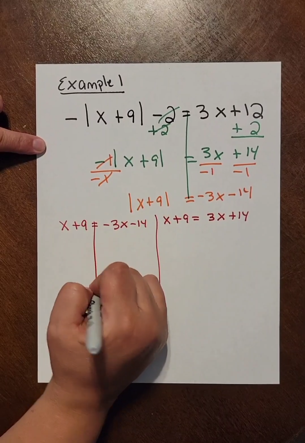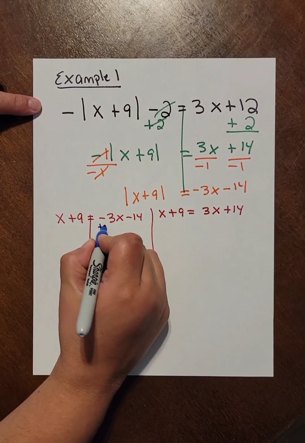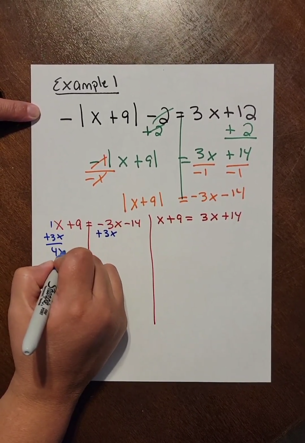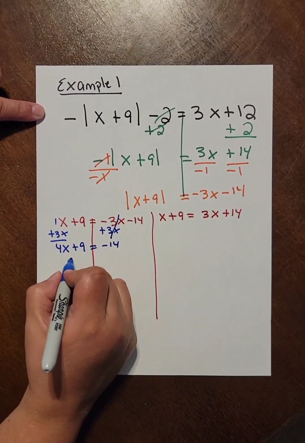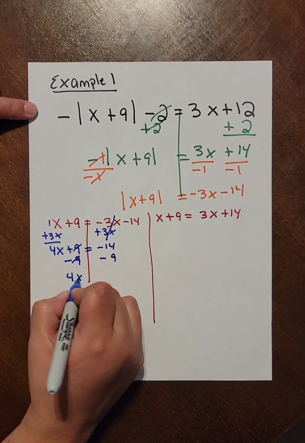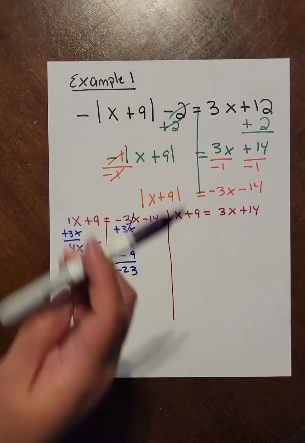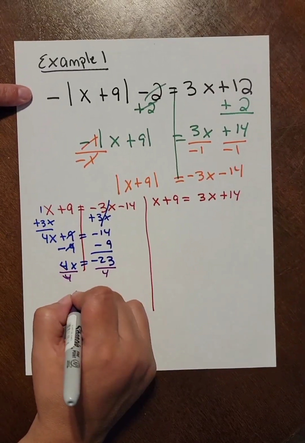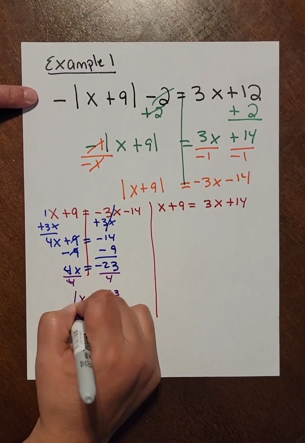So first thing I'm going to do is move the x's to the left. So opposite of minus 3x is plus 3x on both sides. So I have 4x plus 9 equals negative 14. Then I subtract 9 from both sides. 4x equals negative 23. The last step is to divide each side by 4. So x equals negative 23 over 4.